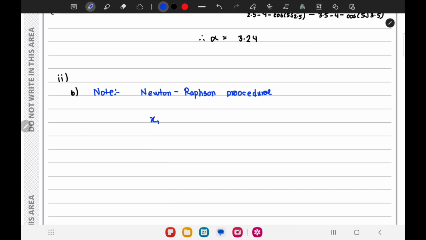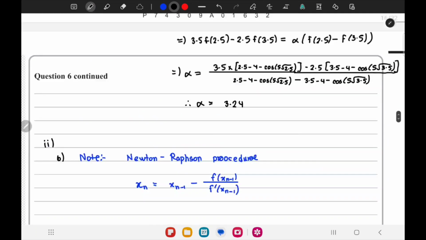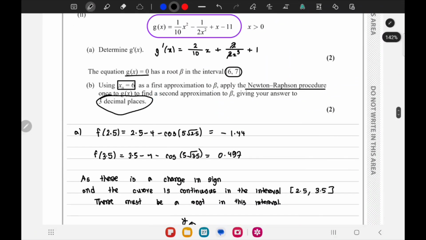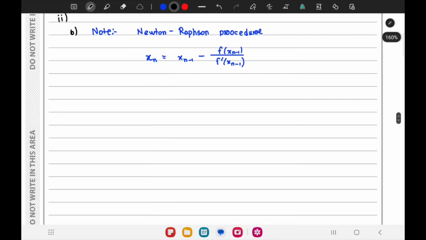So the formula is x n equals to x n minus 1 minus f of x n minus 1 by f prime of x n minus 1. In what we have here, x naught is given as 6. So x naught would be 6. So x1 here will be 6 minus g of 6 divided by g prime 6.